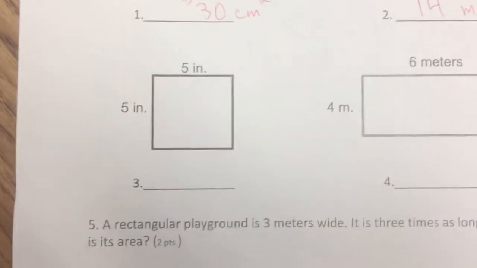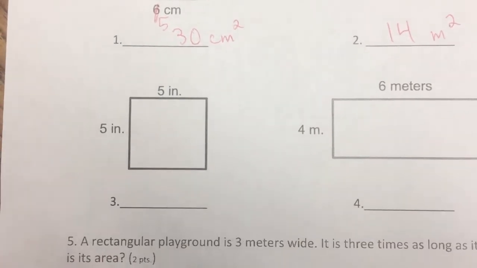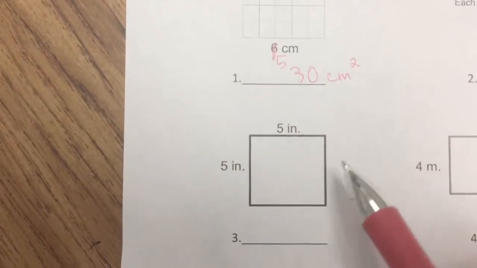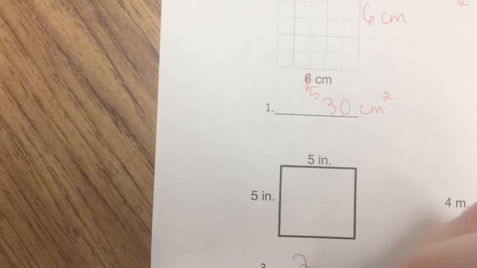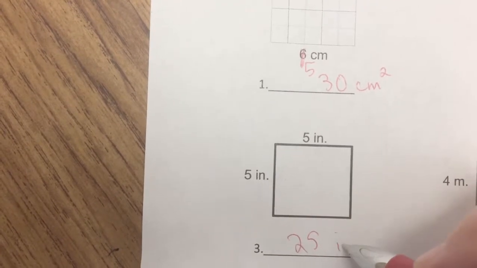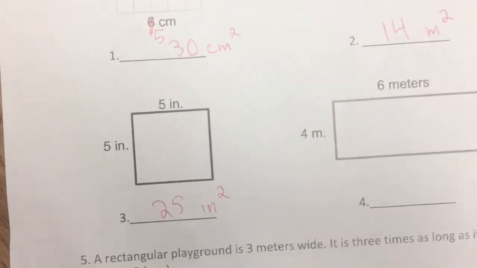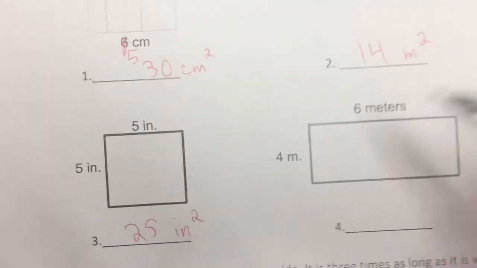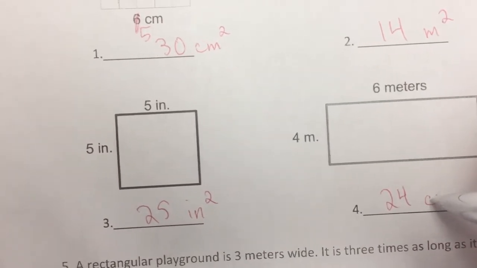Okay, now you have to know and understand the formula for finding area. It looks like it's a square. It is, because this side is 5, which means this side is 5, that side is 5. 5 times 5 is 25, 25 inches squared, 25 square inches. 6 meters times 4 meters is 24 square meters.